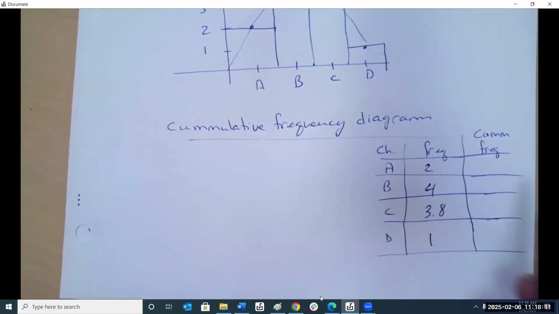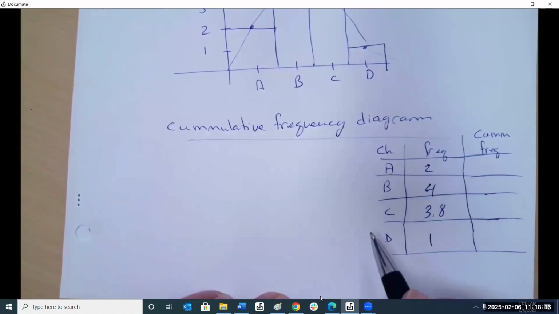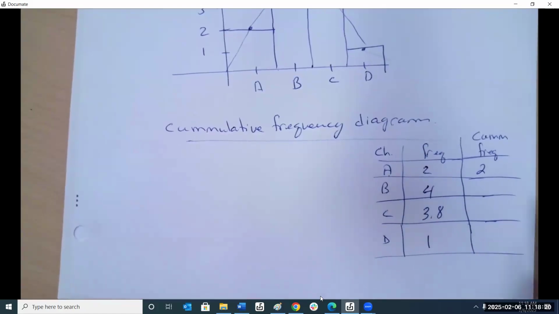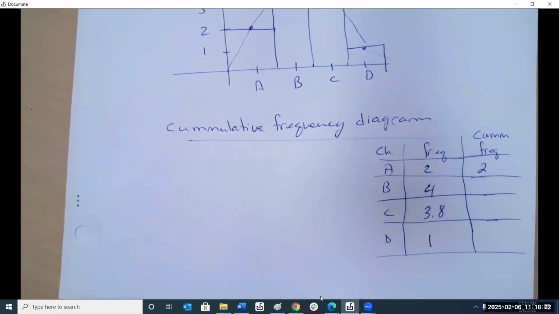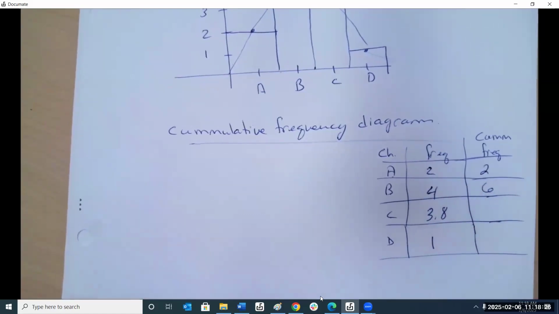So in the running frequency, the cumulative, in the running total, A has how many? 2. Now the next one is A and B. Together they have what? There's 2 there plus 4. That makes it 6.